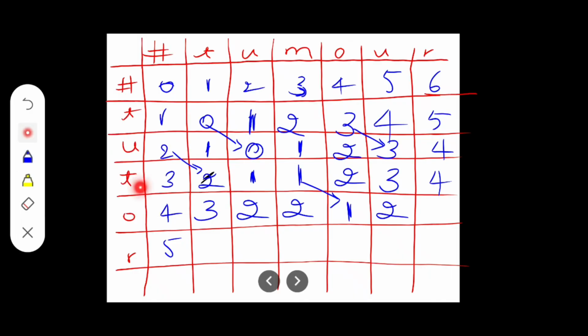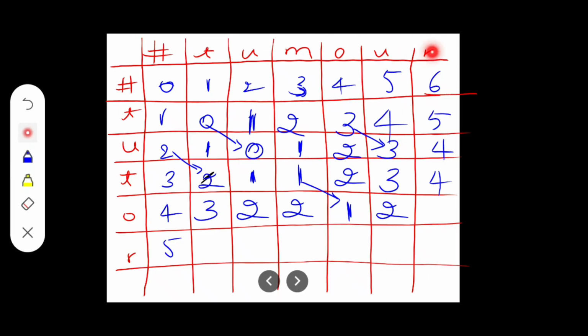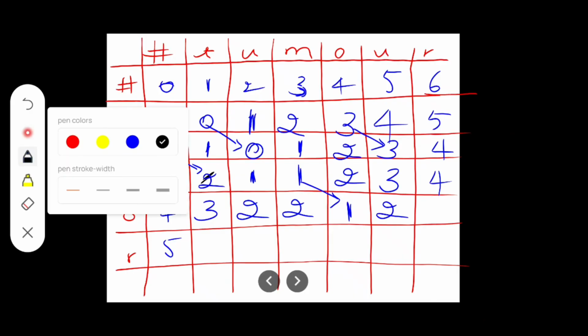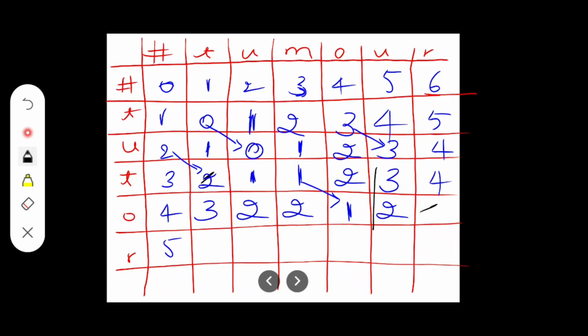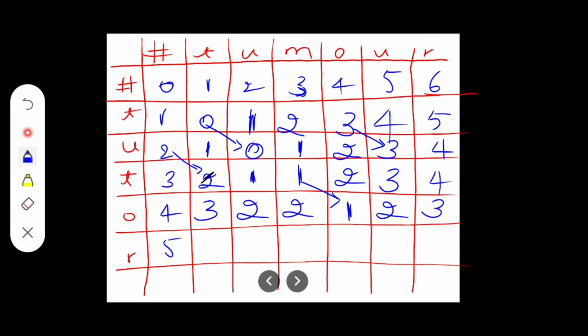Then again, O is compared with R. O and R are not equal, right? So O and R are not equal. So I'll be considering the minimum element. So I have to fill this box. So consider this set. Which is the minimum element among these set? 2, 3 and 4. 2 is the minimum element. So minimum element plus 1 is 2 plus 1, which is 3.